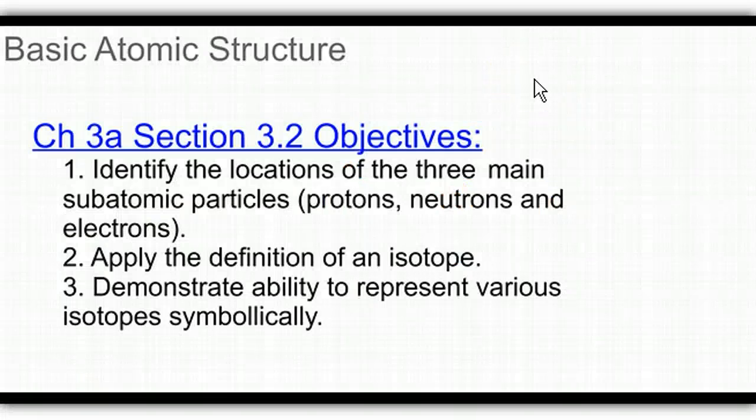Chapter 3A, Section 3.2. We're going to look at the basic atomic structure and identify the locations of protons, neutrons, electrons, define an isotope, and demonstrate the ability to represent various isotopes symbolically.